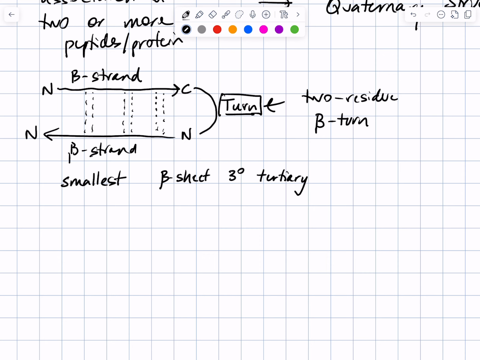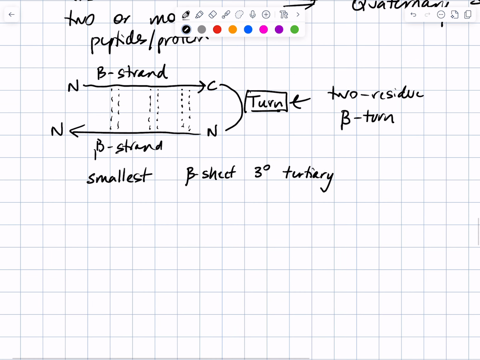Because a beta sheet requires at least 2 beta strands, and that requires one strand, a turn, and then another strand. So it doesn't matter. You can use the terms basically interchangeably. People have called this simplest, smallest beta sheet tertiary structure before. They have called this a beta hairpin.